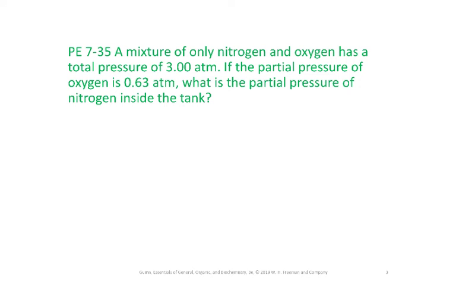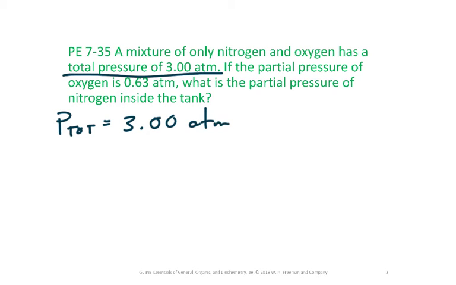Here's a question. Practice exercise 735. A mixture of only nitrogen and oxygen has a total pressure of 3 atmospheres. If the partial pressure of oxygen is 0.63, what is the partial pressure of nitrogen?